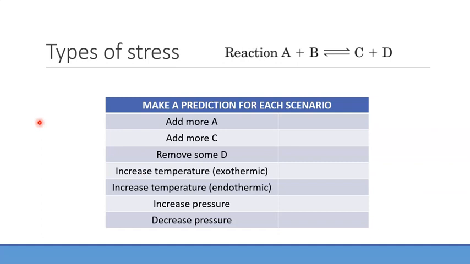So these are some of the types of stress that we are going to examine. What happens if we change concentrations? What happens if we change the temperature? What happens if we change the pressure or volume? Why don't you take a minute, and if you are able to, stop this video and make some predictions of what you think will happen in each of these scenarios. Identify whether you think the reaction would shift to the right, meaning more product would form, or if you think it would shift to the left, meaning more reactant would form.